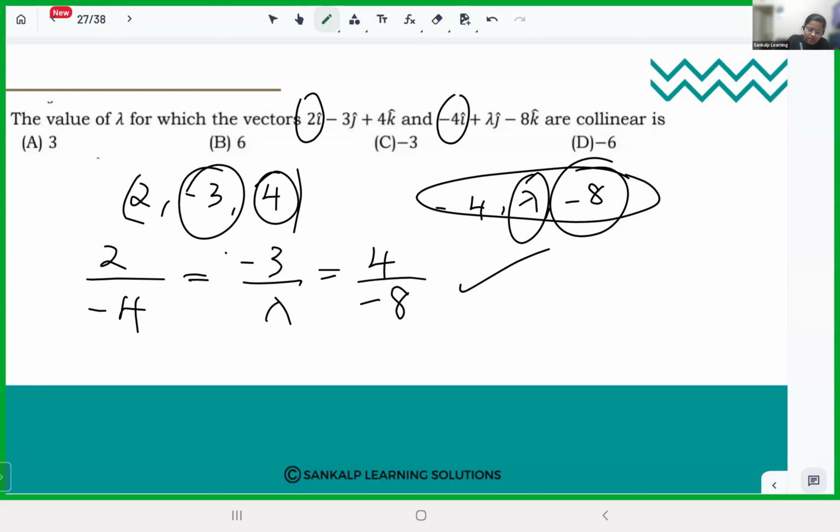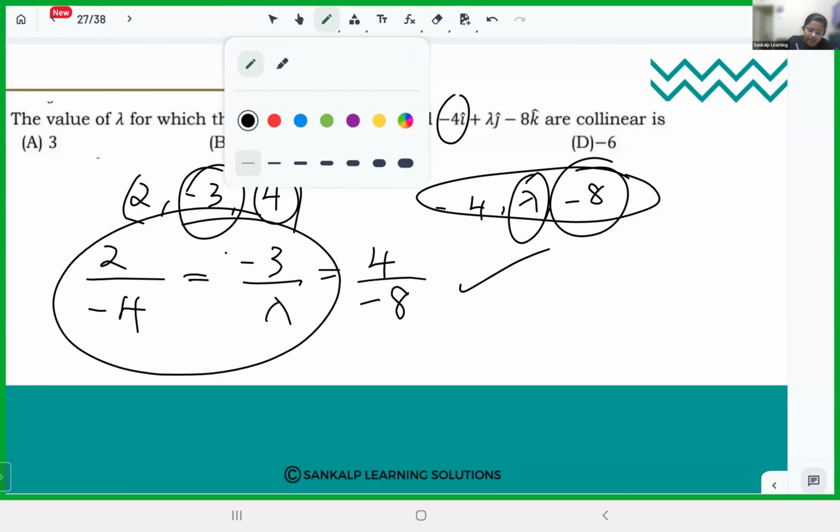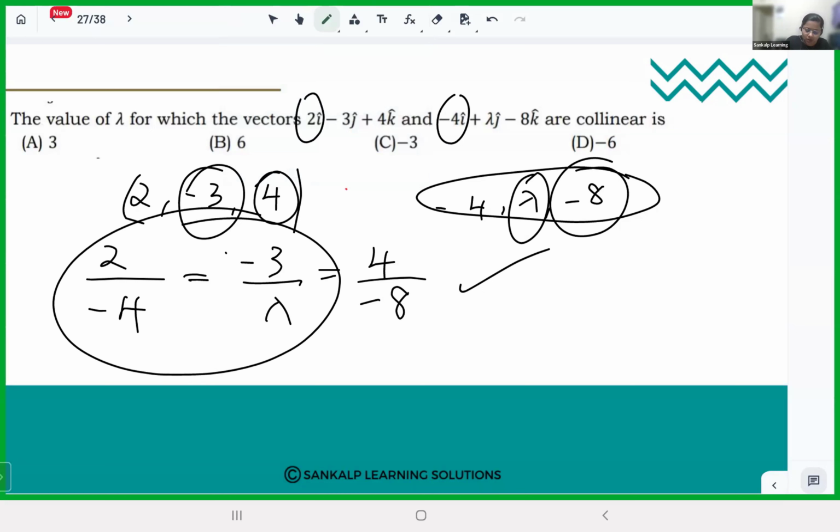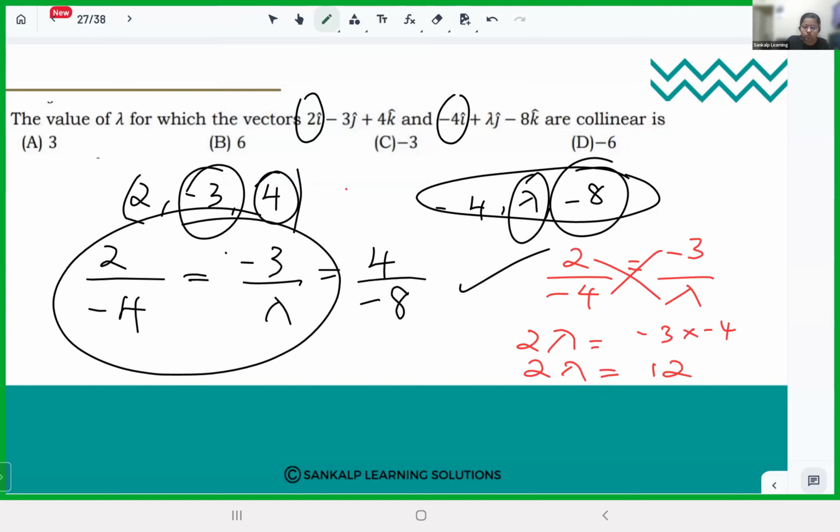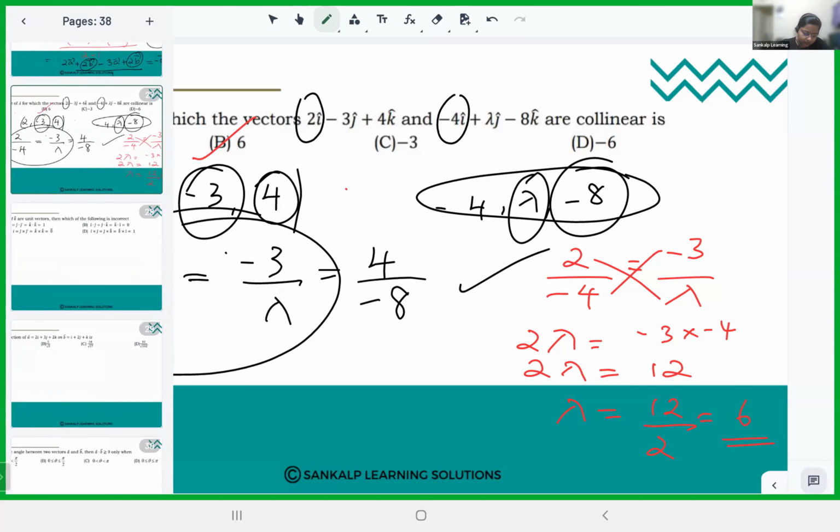So consider this part. From this part itself we can solve the answer, since there is only one unknown. So 2 by minus 4 is equal to minus 3 by lambda. Cross multiply: 2 lambda is equal to minus 3 into minus 4, that is 2 lambda is equal to plus 12. So lambda is equal to 12 by 2, that is 6. The value of lambda is 6. Now, which is the option? B. B option is the right option. Moving on to our next question.